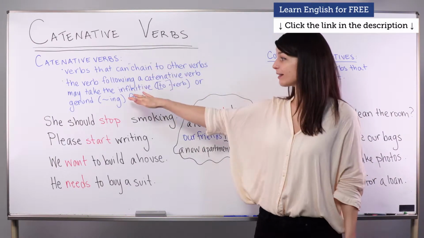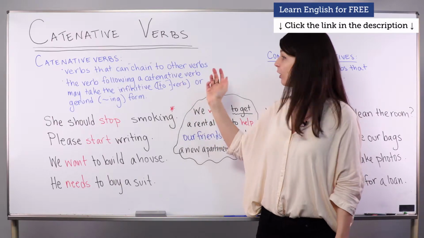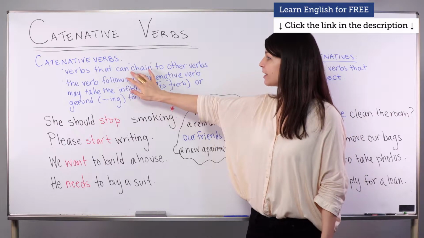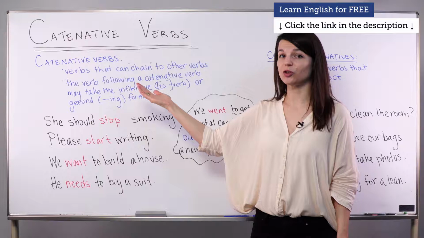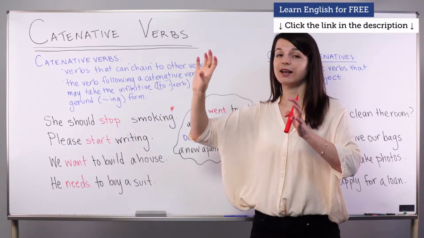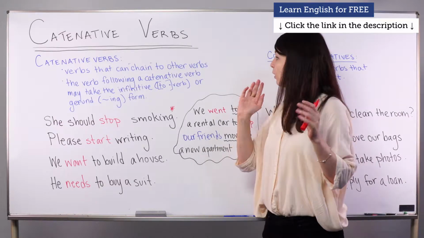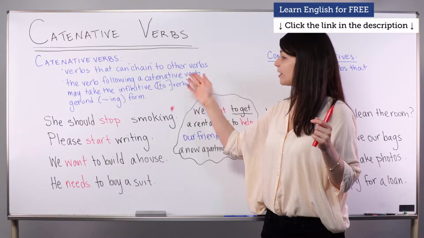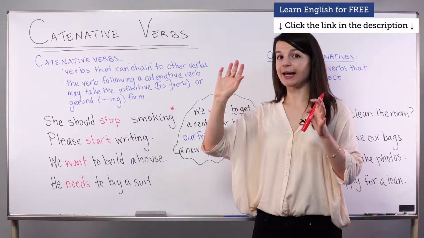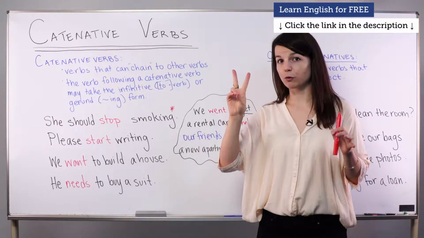There are 2 points I want to introduce first. First, a catenative verb is a verb that can chain to other verbs. So we can connect a second verb to this first catenative verb. When we use catenative verbs, the verb after the catenative verb can take 2 forms.